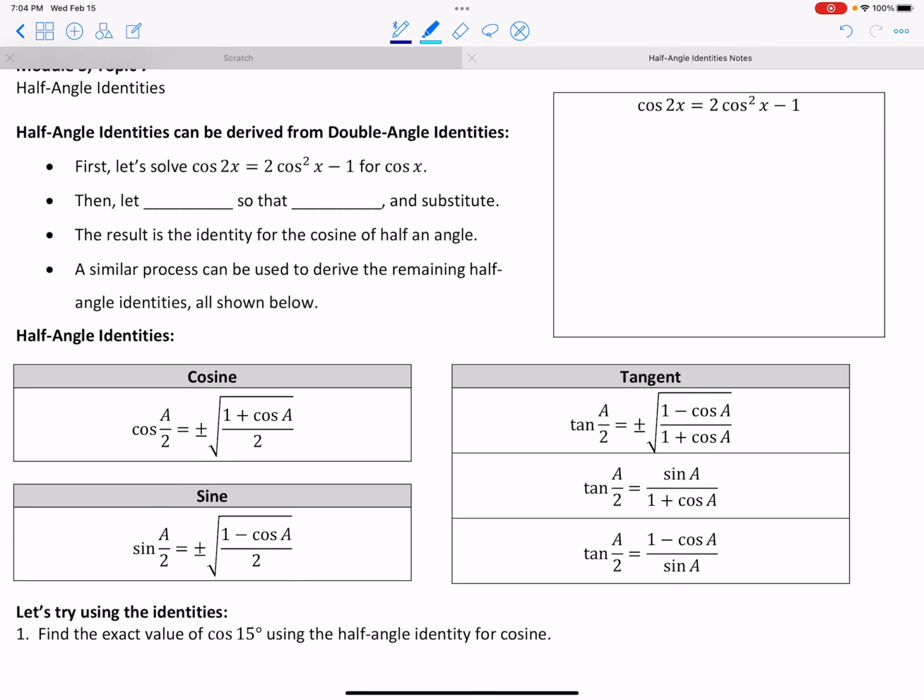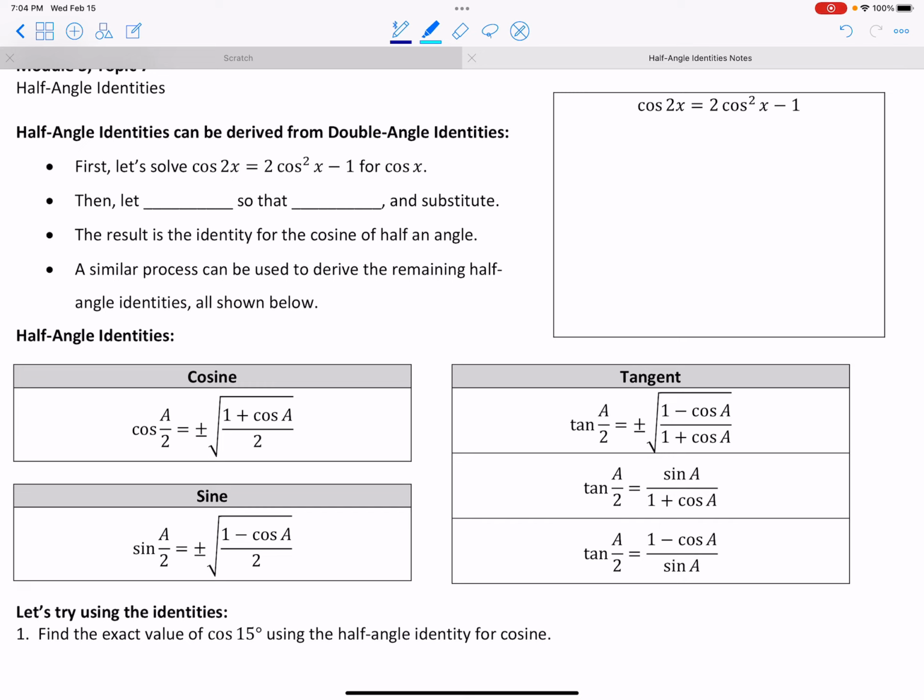Welcome to our lesson on half-angle identities, the final list of identities we're going to look at before we take our module quiz. And the good news with these identities is, again, I can show you where they're coming from. Our half-angle identities are derived from the double-angle identities we looked at in our previous topic.